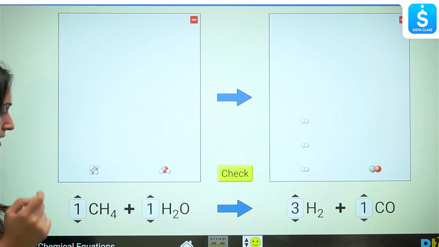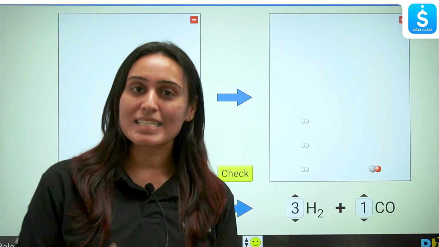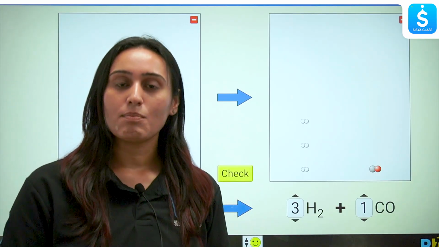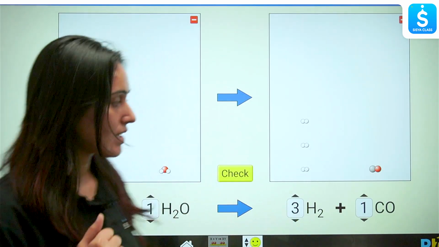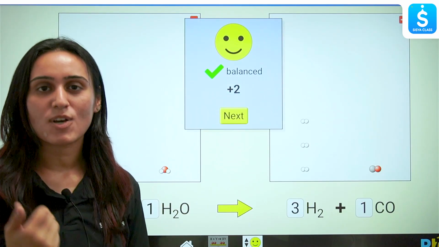Now you can clearly see the number of carbon, hydrogen and oxygen atoms are exactly the same on both sides. Now this is a balanced chemical reaction. Let's check it once again. See, completely balanced. Let's solve one more.